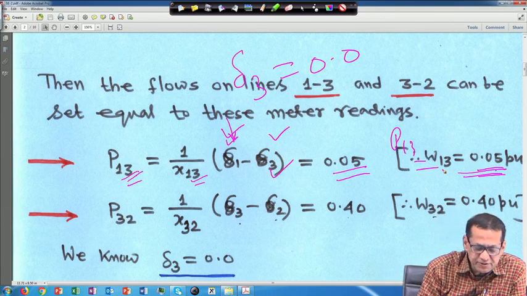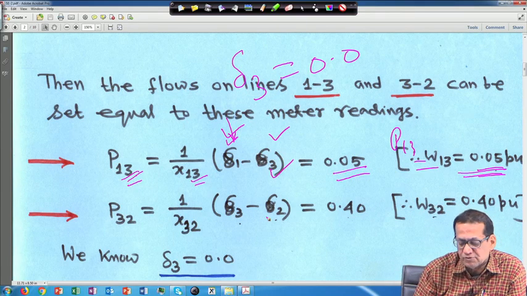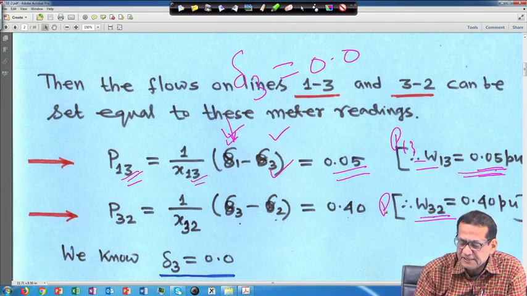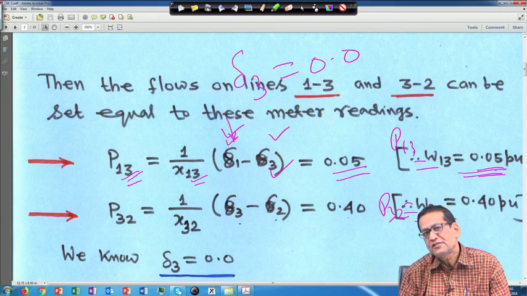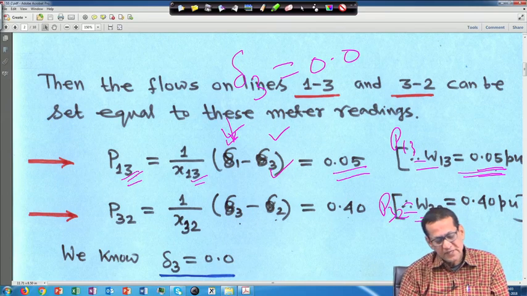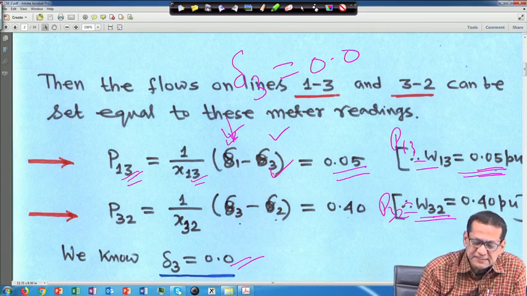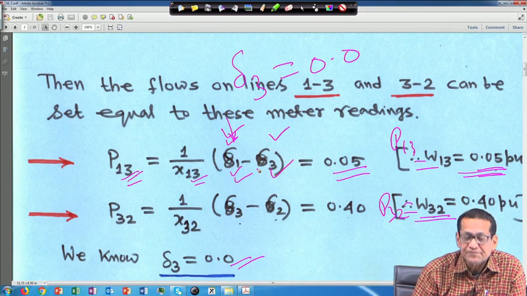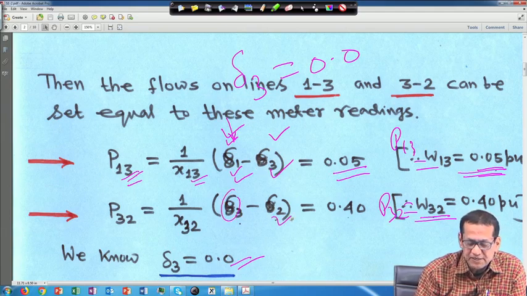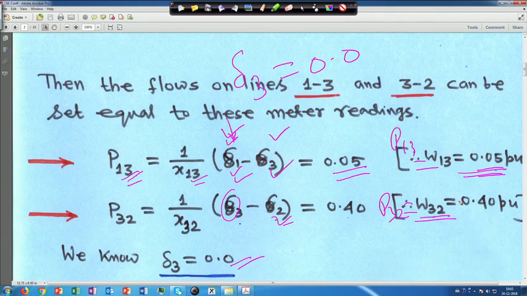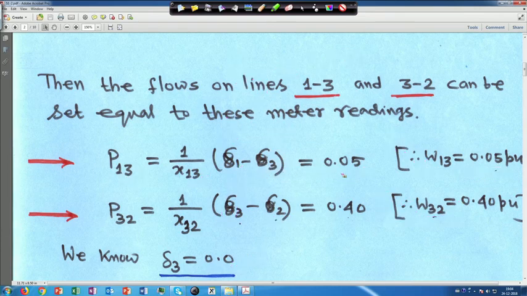Similarly, P32 is 1 upon x32 times delta 3 minus delta 2, which is equal to this wattmeter reading. P32 is equal to W32, that is 0.40 per unit, and delta 3 is 0 because it is a slack bus. So, since delta 3 is 0, from here you can calculate delta 1, and similarly from here you can calculate delta 2, because these two are known, right. This one is equal to 0.05 and this one is equal to 0.4. Delta 2 will come out negative, and delta 1 will be positive, right.